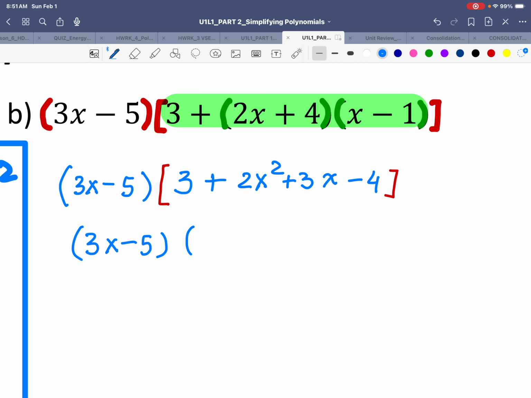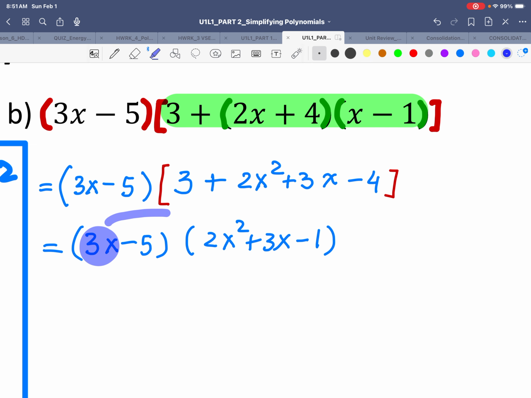And we have 2x squared plus 3x, and we have 3 minus 4 equal to negative 1. So now we are expanding. So we're going to take the first term in the binomial and multiply it with every term in the trinomial here. So multiply by this, and lastly by negative 1.